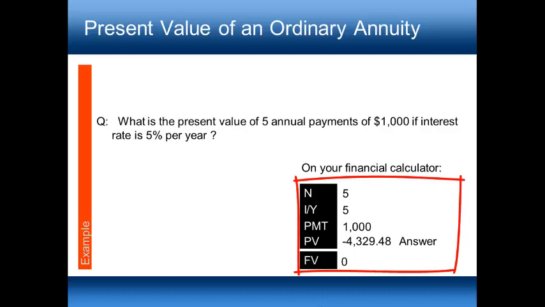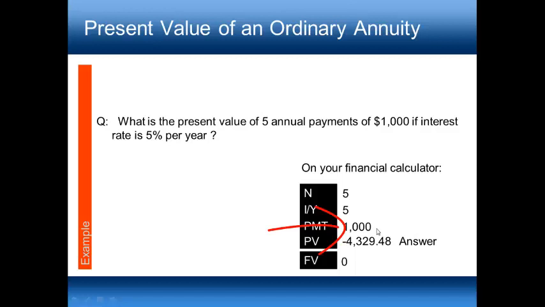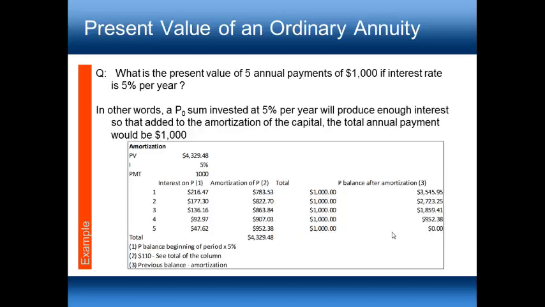Notice the negative sign. Just like in our previous exercises in the previous video, I told you when we're going to enter numbers that are above our timeline, we're going to enter them as positive numbers. My payment here is a positive number. The calculator will generate a negative PV because that one is under the timeline. So a present value of $4,329.48.